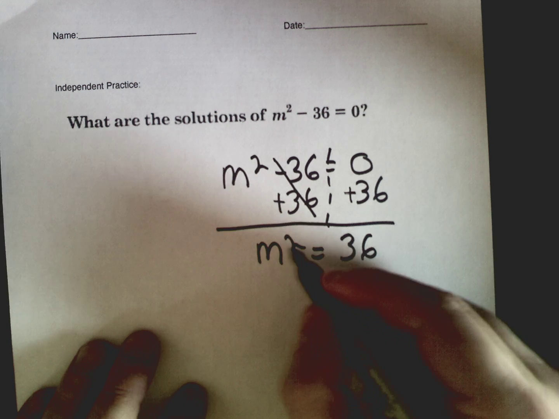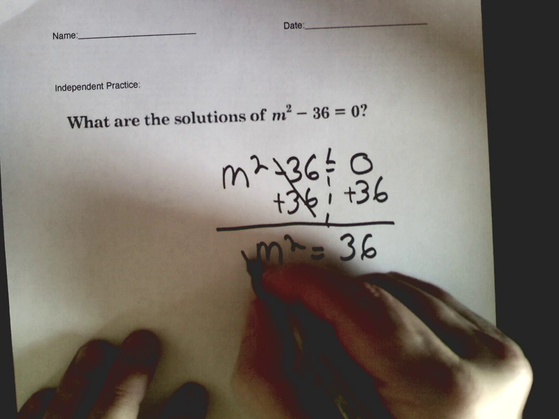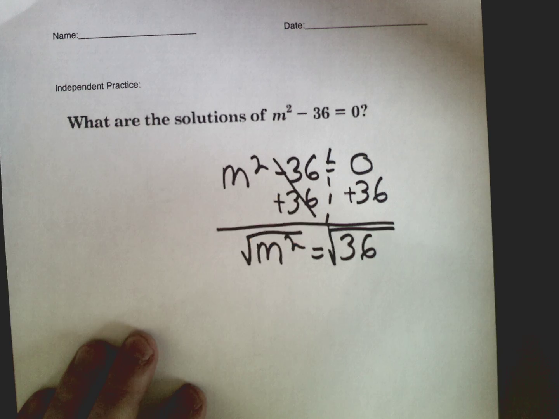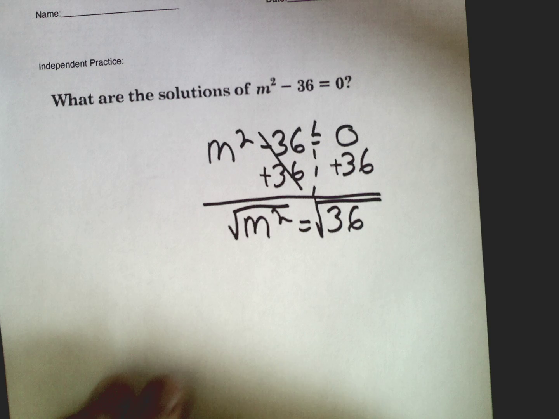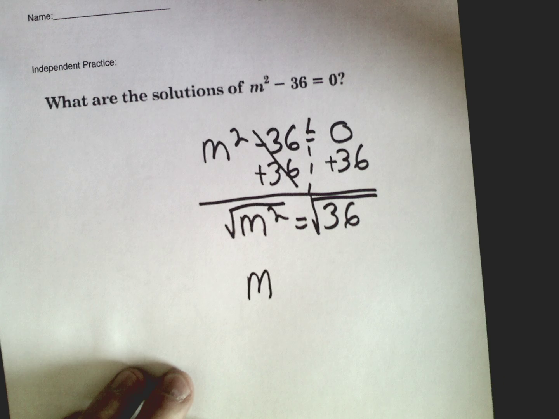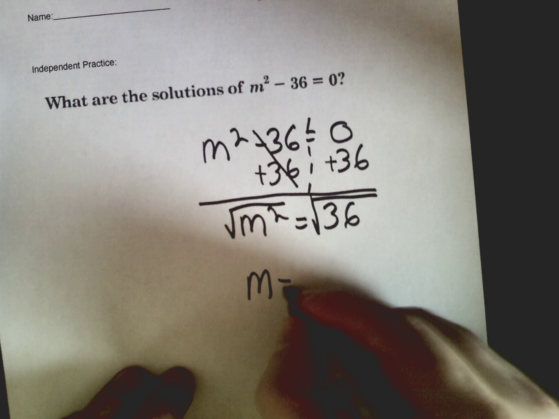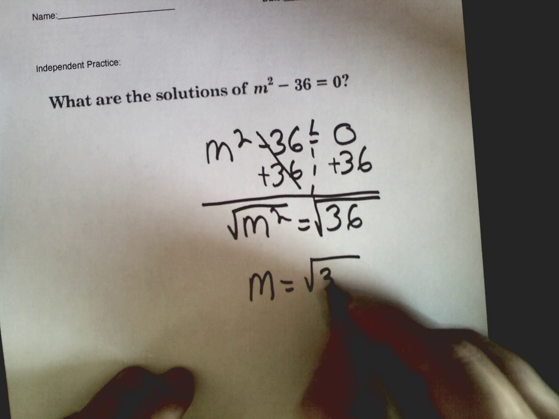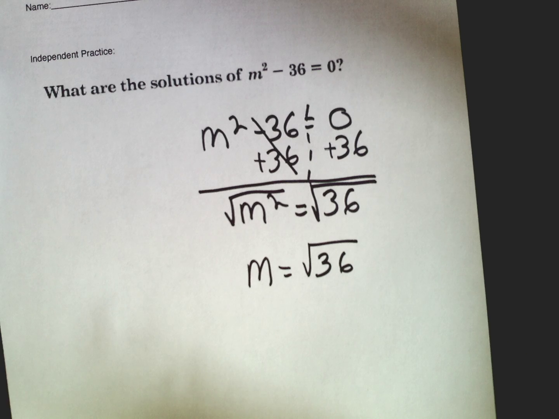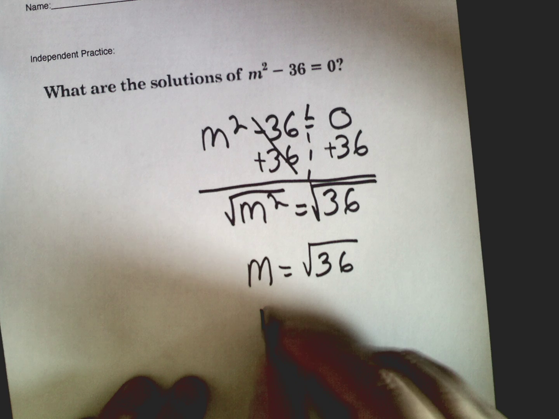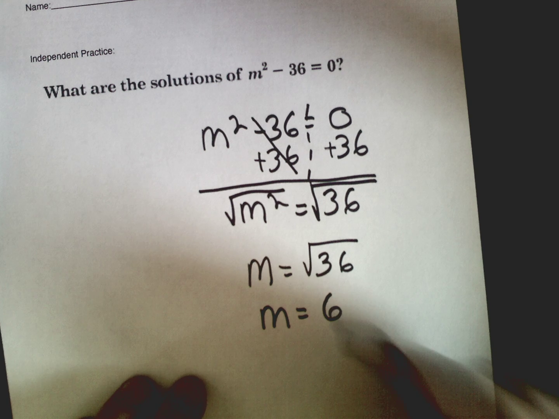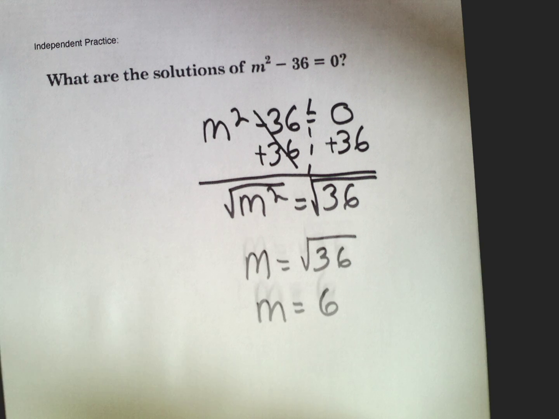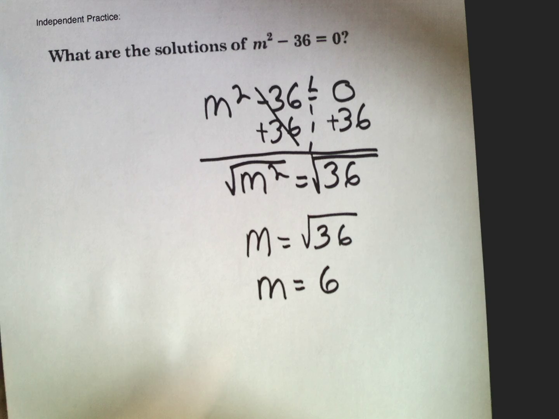Next step, I've got to get rid of this square. To get rid of the square, you have to find the square root. That's the inverse operation of that. So m squared is just m, equals the square root of 36. Now, I'm going to say this. I put the square root of 36 on my calculator, and the calculator is going to tell me it's 6. Now, this is not the right answer. It's one of the answers. There's two answers. Not one, but two.